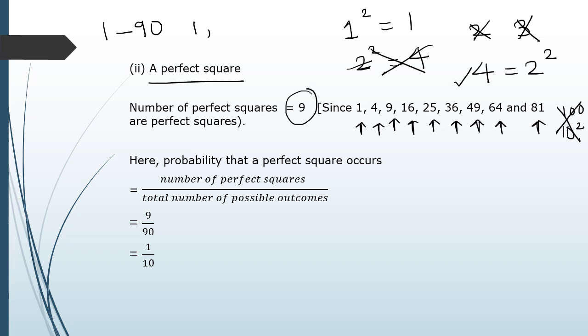So to find the probability that a perfect square occurs on that disk, it is the number of perfect squares divided by the total number of possible outcomes, that is 9 by 90, which is 1 by 10, and can also be written as 0.1. I hope the perfect square definition is clear to you all.